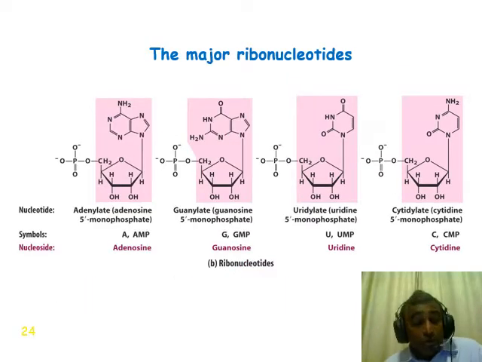Here for the ribonucleotides, you have the four major ribonucleotides shown. So again, being separated as nucleotide, symbol as well as nucleoside. If you look at it carefully, there is no presence of thymidylate. There is no T in ribonucleotides. So you have adenosine, guanosine, uridine, cytidine only for ribonucleotides.